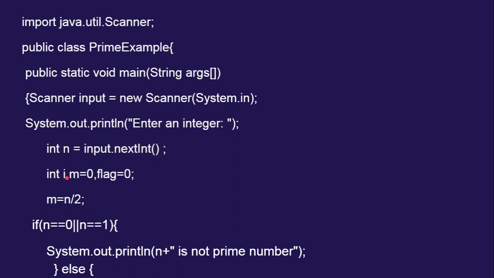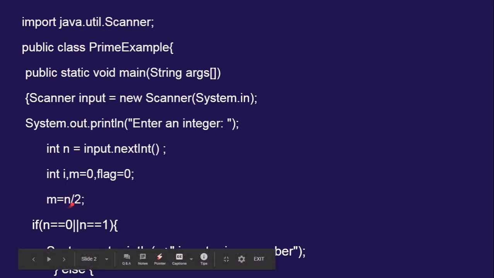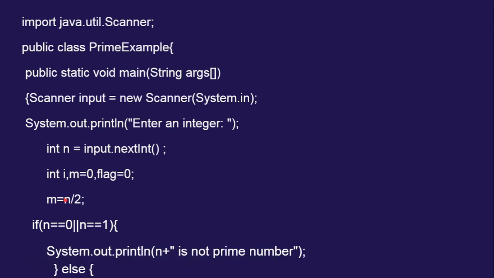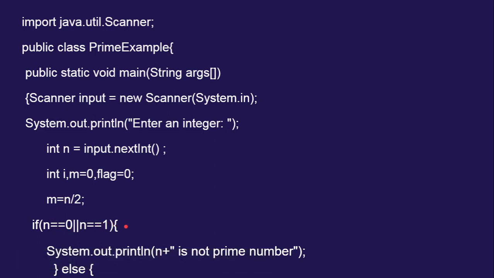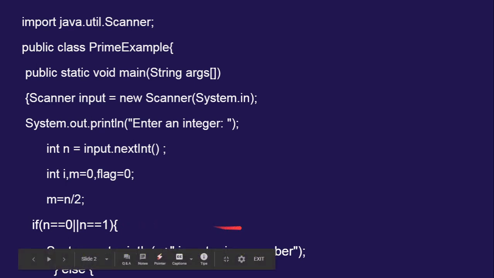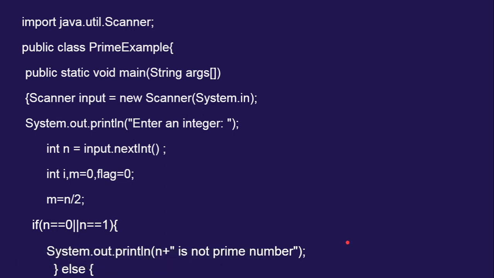And then int i, m = 0, flag = 0, initializing all the variables. Now m = n / 2. Here n is a variable, so n can take any value. We can give 5 or 10 or 15 or 7 as we wish. And then we check if n == 0 or n == 1. That means we are checking whether the number is 0 or 1. Both are not prime numbers; as per the mathematical standard, 0 and 1 are not prime numbers. We are going to start checking only from the number 2 onwards.